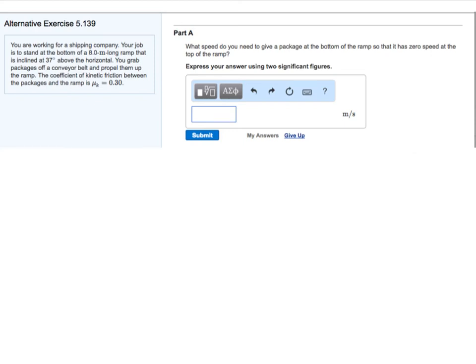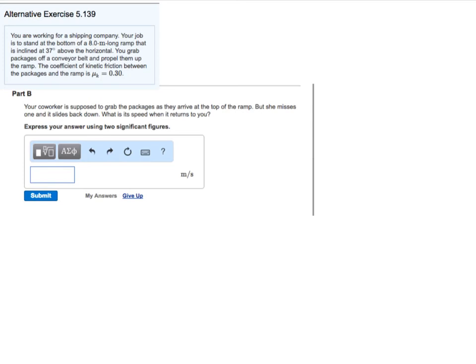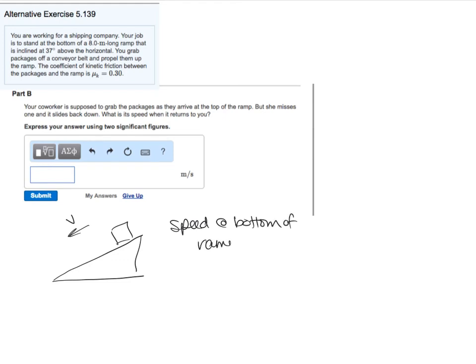In the second part of the problem, the box is going to get to the top of the ramp, but it's missed by the person and it's going to start sliding back down. So we're trying to find out the speed at the bottom of the ramp. The initial is 0. It starts from rest.